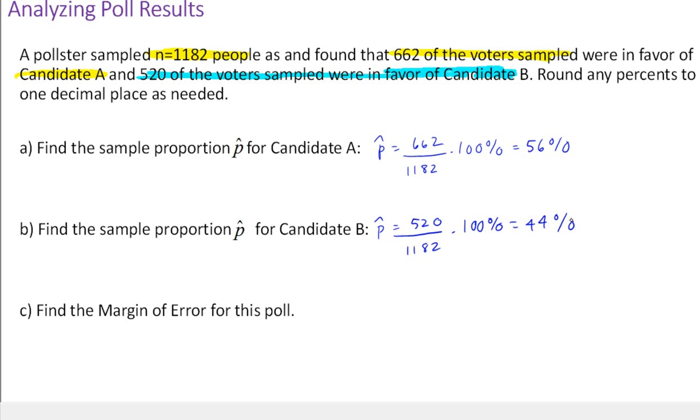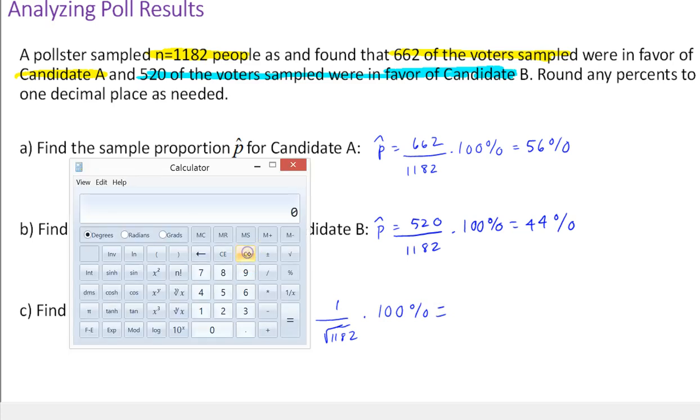Now we have our sample proportions for each candidate. Let's find the margin of error. That's 1 over the square root of the sample size, 1,182, multiplied by 100%. So first, we'll put in 1182, find its square root, invert it, and multiply by 100. And to 1 decimal place, that's 2.9%.